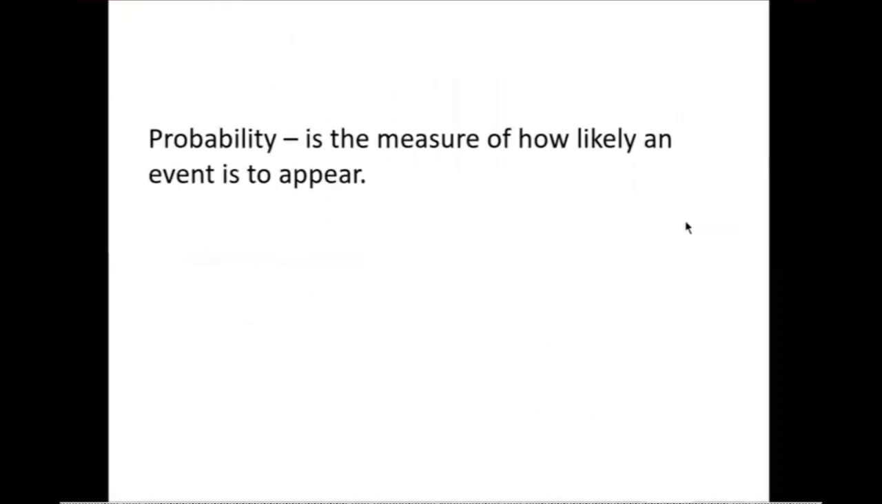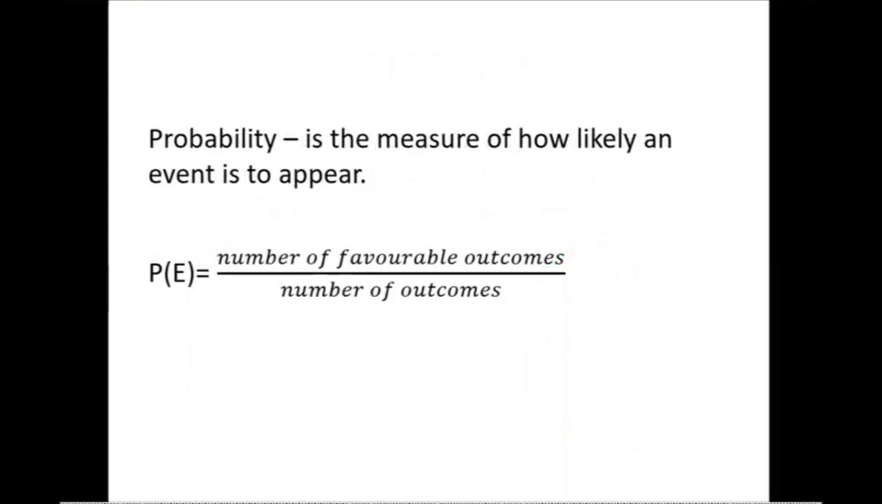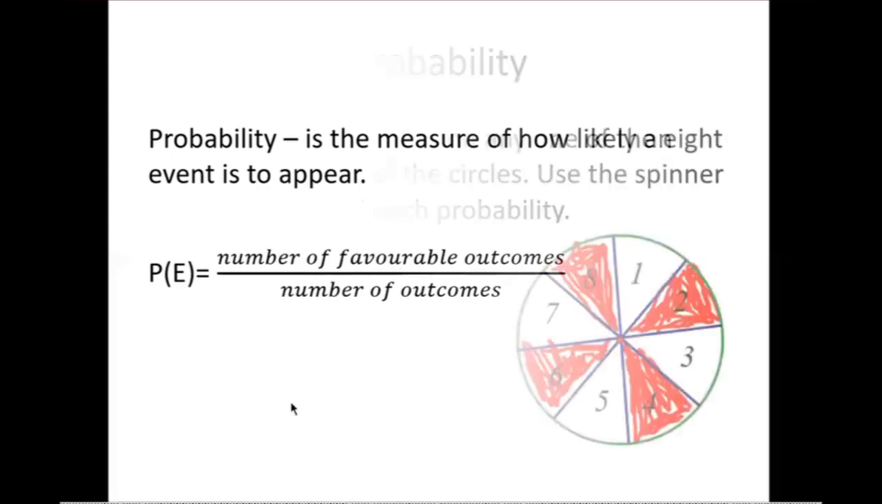Okay, probability is the measure of how likely an event is to appear. For the symbol, magiging symbol natin, probability of event is the number of favorable outcomes over the number of outcomes. So, ito yung magiging kanyang ratio. Number of favorable outcomes over number of outcomes.